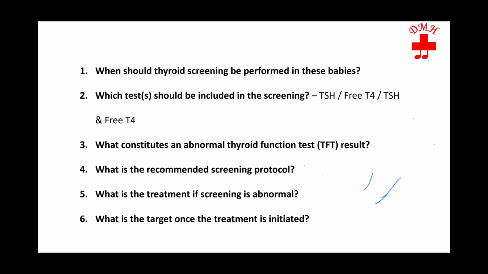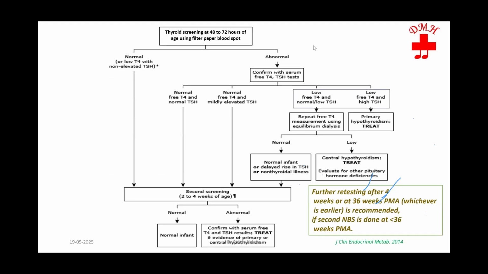There is a protocol for preterm babies. So thyroid screening should be done at 48 to 72 hours, either on filter paper. But these babies are all in NICU, so you can do a venipuncture, or maybe just take a blood sample and send it for investigation. If the reports are normal, then repeat thyroid screening should be done at 2 to 4 weeks of age. If it's a normal screen, then there is no need to repeat the test. If the screen is abnormal, then we need to see.